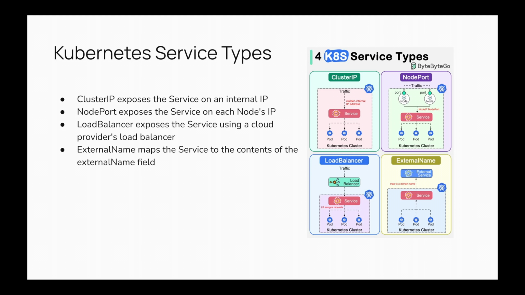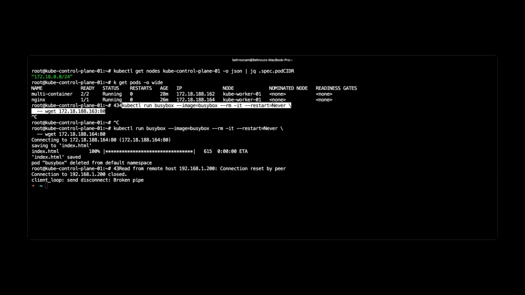The most important thing to understand about a service is that it uses labels and selectors to find pods to send traffic to. Let's see how to create one. For these examples, we will use this simple Nginx image. I'm switching to my terminal.